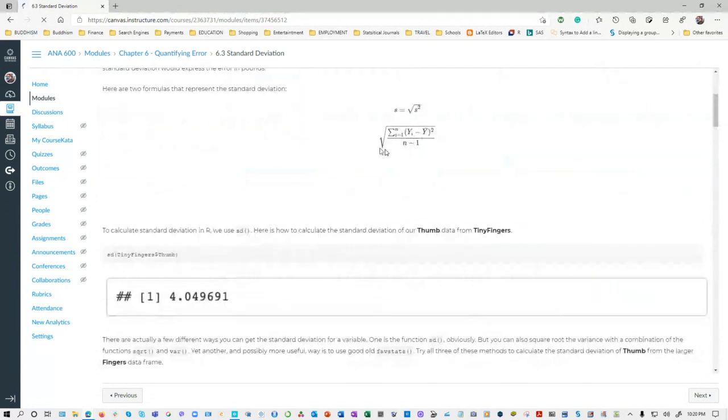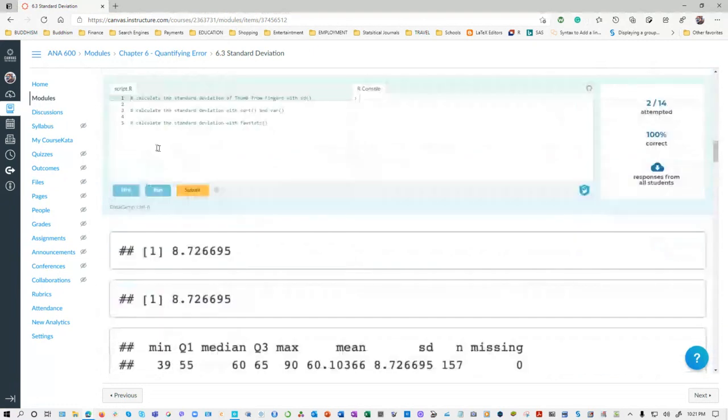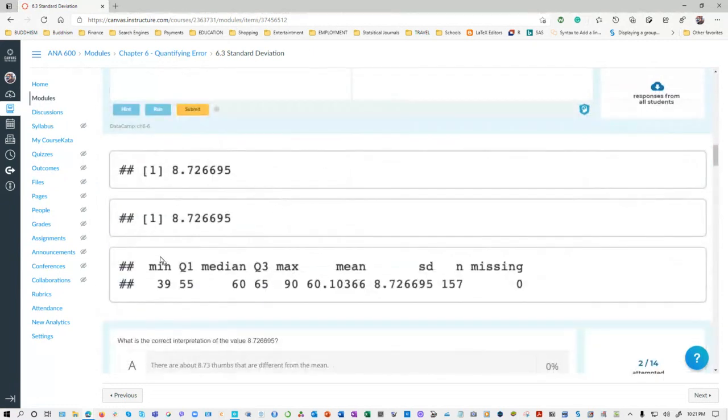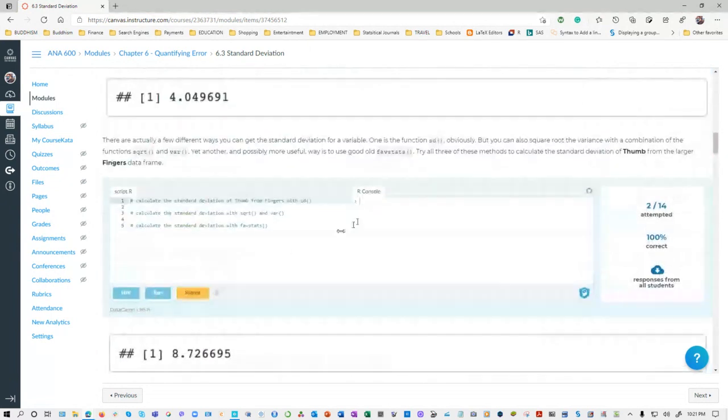The standard deviation, I already mentioned, is the square root of that. And running the summary statistics, you can check the standard deviation too. See, here it says calculate the standard deviation of thumb from fingers with SD, calculate the standard deviation with the square root and VAR, calculate the standard deviation with the favorite stats. So many ways you can do that. And on the other hand, calculate the standard deviation of thumb from fingers.